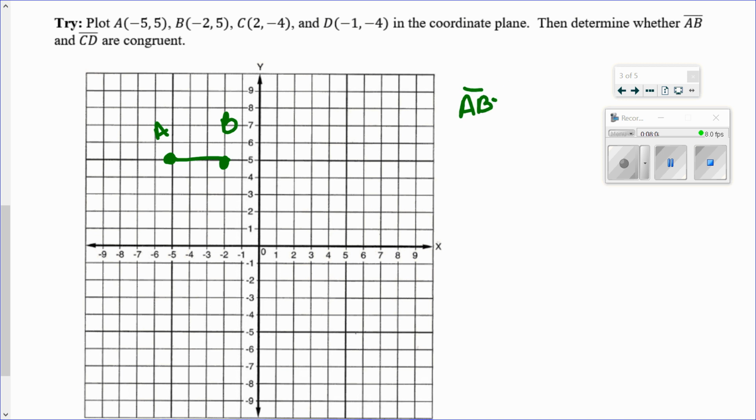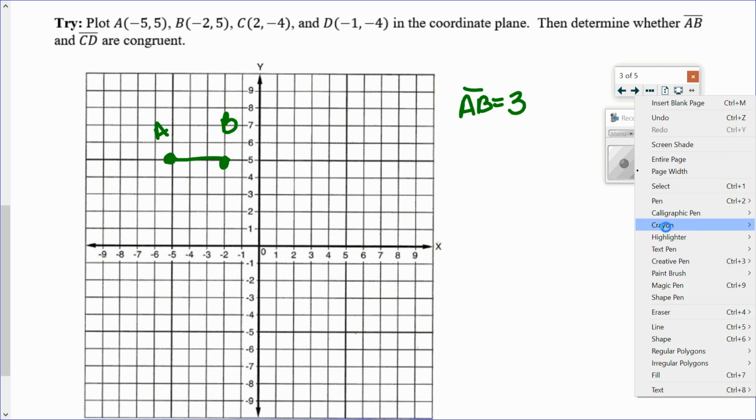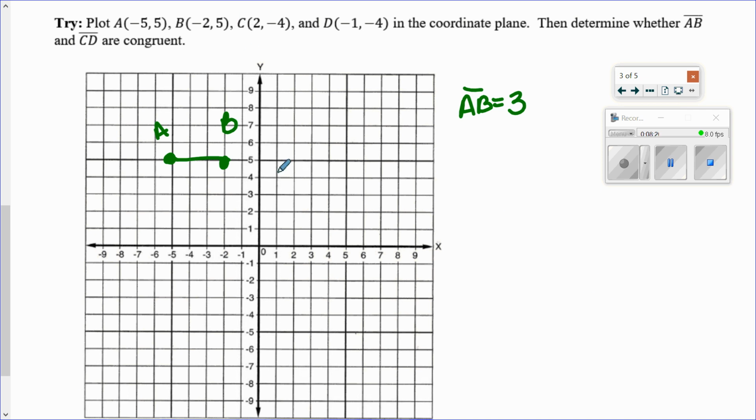A, B, the distance between them is 3. You just count. I'll do blue this time. Okay, we have C. C is going to be +2, down 4. And then D is -1, down 4. This is D, this is C, and we're just putting them together. So we count 1, 2, 3. CD is 3. They're both the same numbers. That means their lengths are the same. We're saying that AB is congruent to CD.